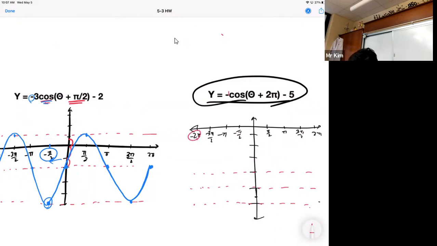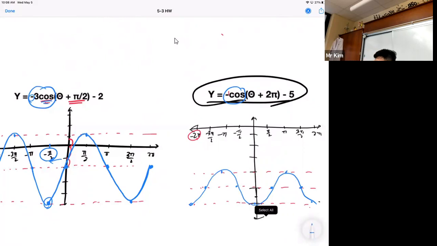Yes, and at negative 2 pi, do we go to the max, middle, or minimum? Minimum. We are at negative cosine once again. So we just bounce back and forth again. We get an M shape for that one.